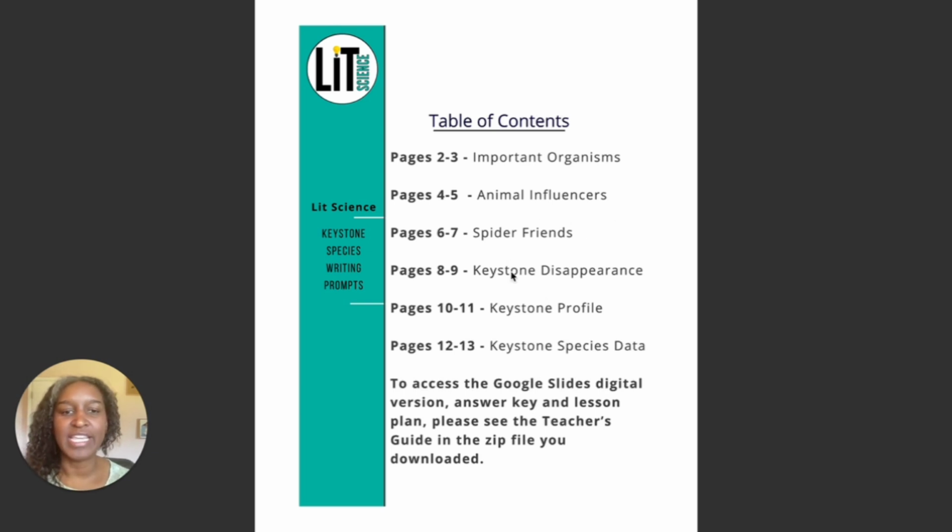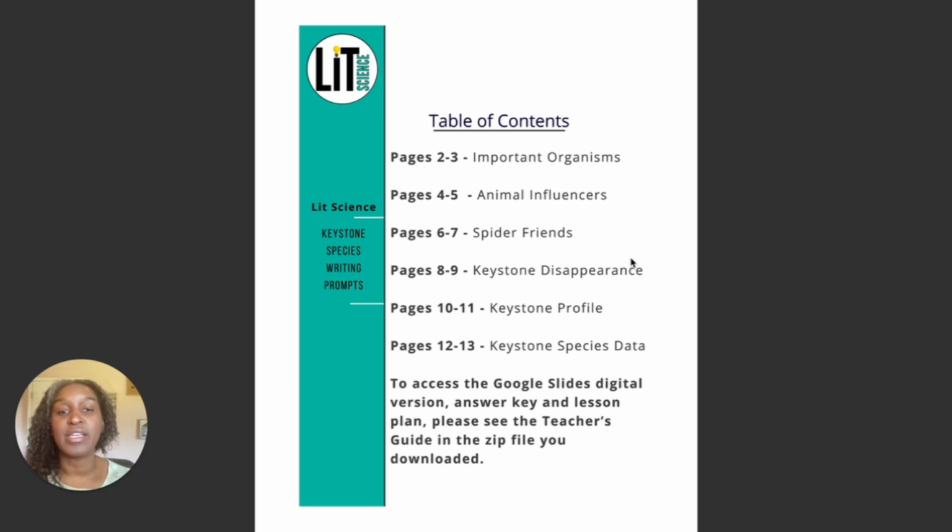Spider Friends and Keystone Disappearance. Here at Lit Science, we are all about creative writing in science. So these would be used after students have learned about keystone species and they're continuing to learn through using these prompts, but they're showing their learning in a creative way. So I'll show you an example of one of those.